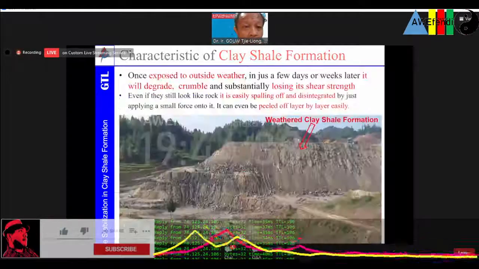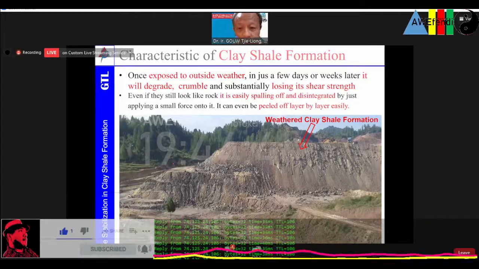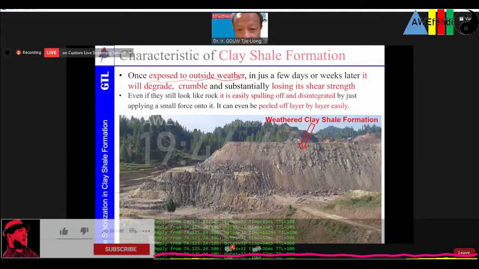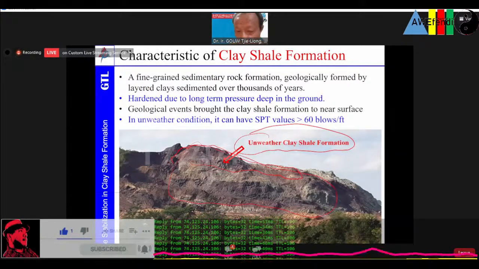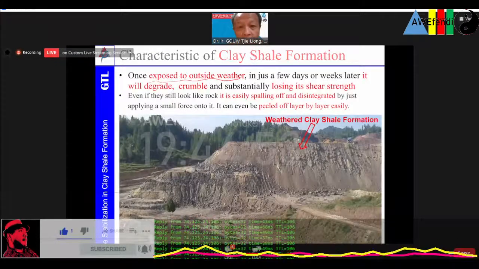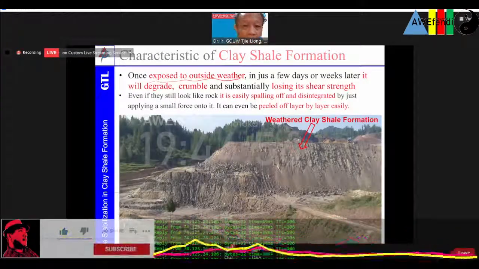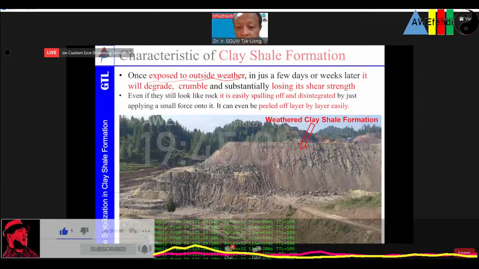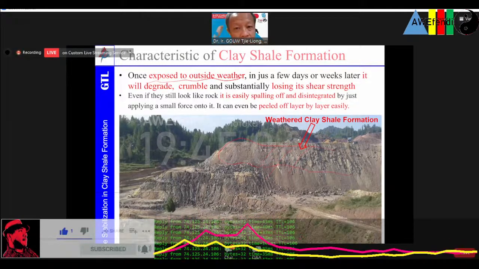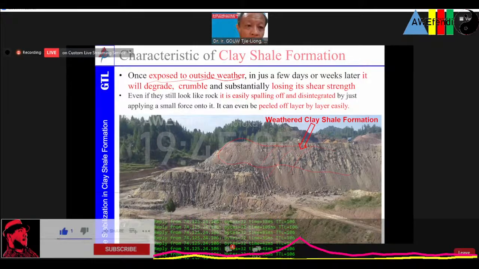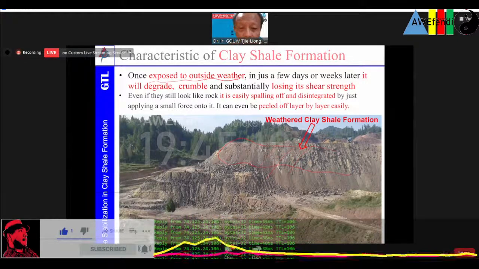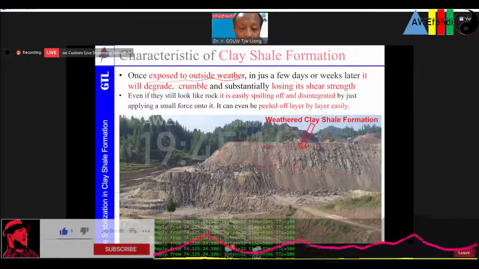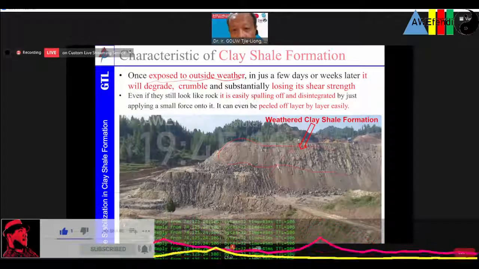Then once exposed to the outside weather, like this after we excavate, this one is the excavation. Not long after, just a few days or a few weeks later, it will degrade and crumble. You see over here, this is from the same area. We took the picture, and it is substantially losing its shear strength. Even if it still looks like rock, it easily falls off and disintegrates by applying just a small force onto it. It can be peeled off layer by layer easily.